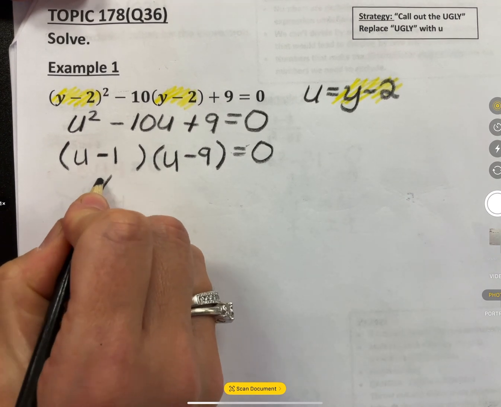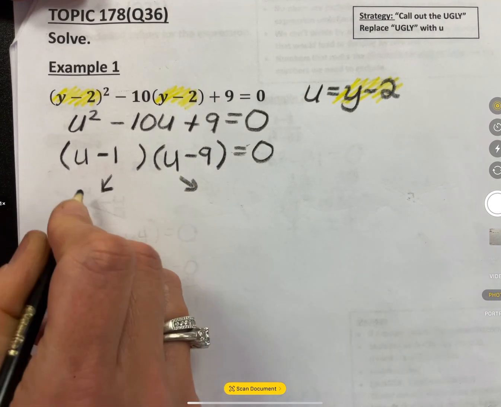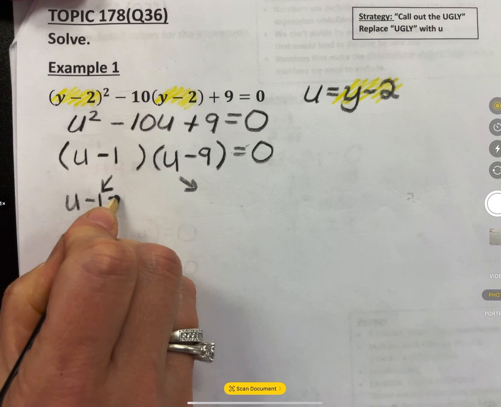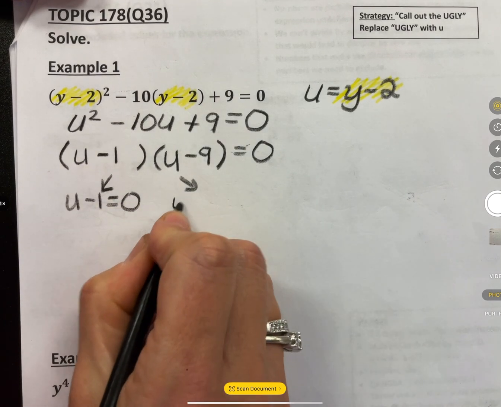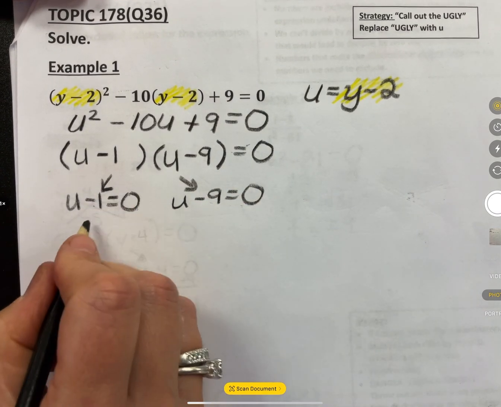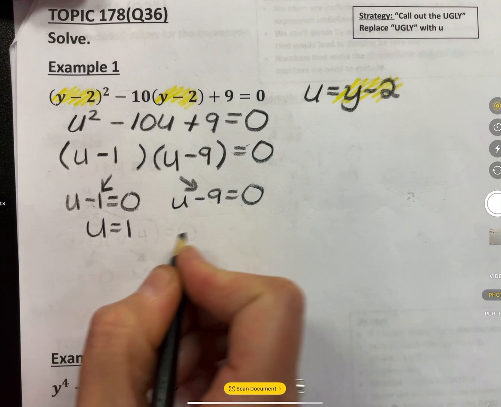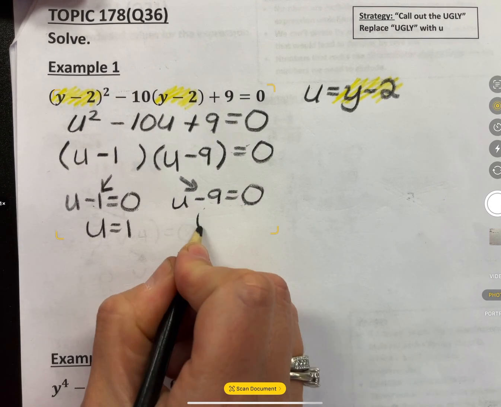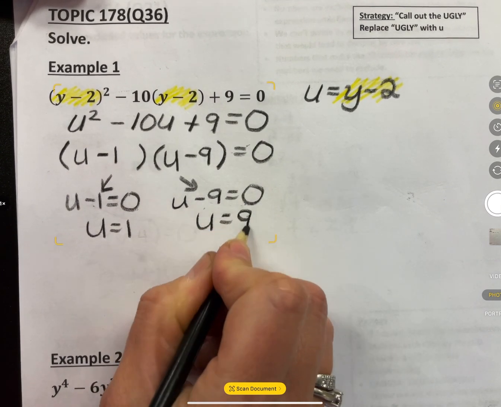And then set each piece equal to 0 using our zero property. So u minus 1 is equal to 0. u minus 9 is equal to 0. Add 1 to both sides and u equals 1. Add 9 to both sides and u equals 9.